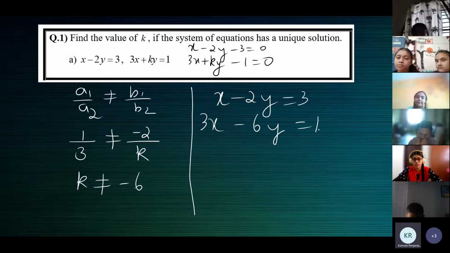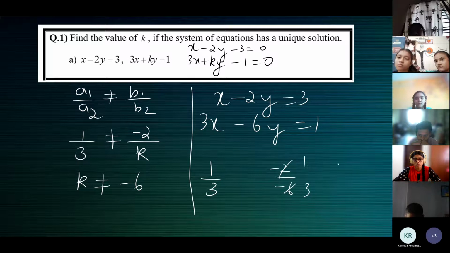Please understand what I've done. Instead of k, I've taken minus 6. Now find A1 by A2, children. 1 by 3. B1 by B2, minus 2 by minus 6. That's also 1 by 3. What is C1 by C2? 3 by 1, or minus 3 by minus 1, which is 3 by 1.